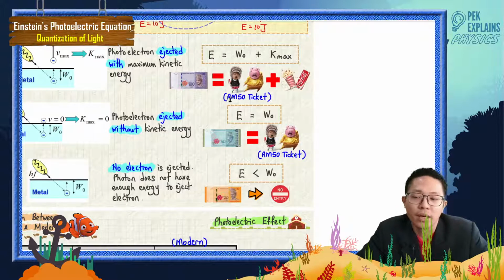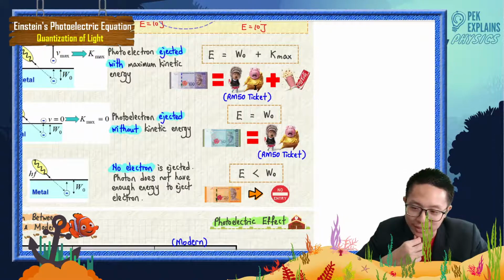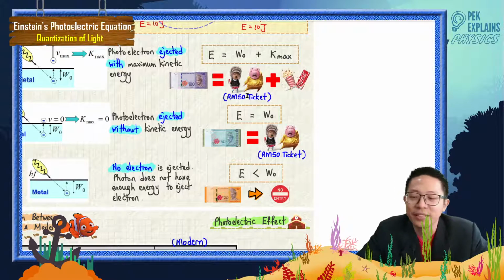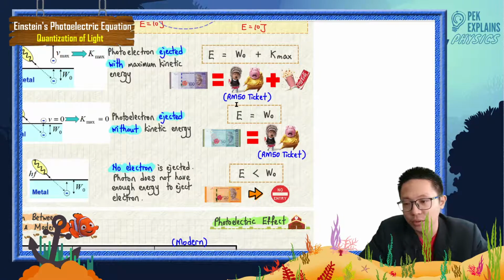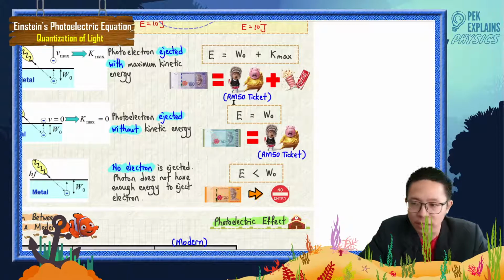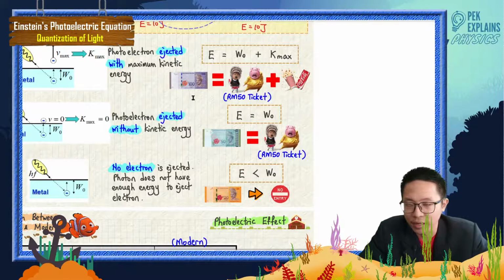Let's say you want to go for a concert, sung by a singer and a dancer. The concert entrance ticket is 50 ringgit to enter. So your mommy gives you 100 ringgit. So can you afford to go into the concert?